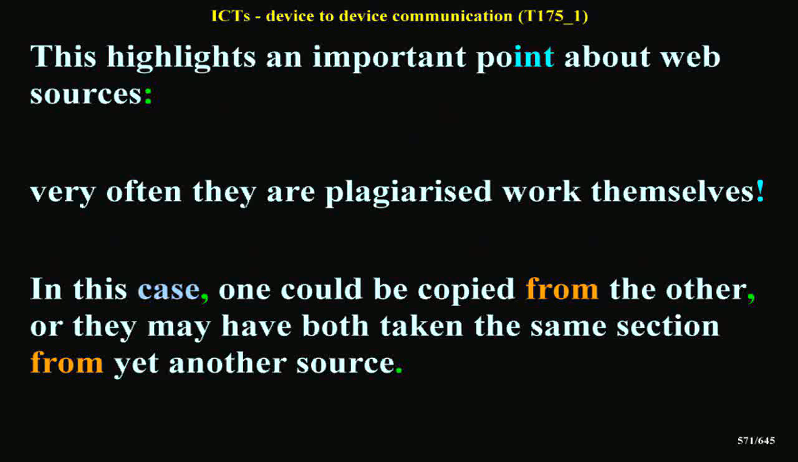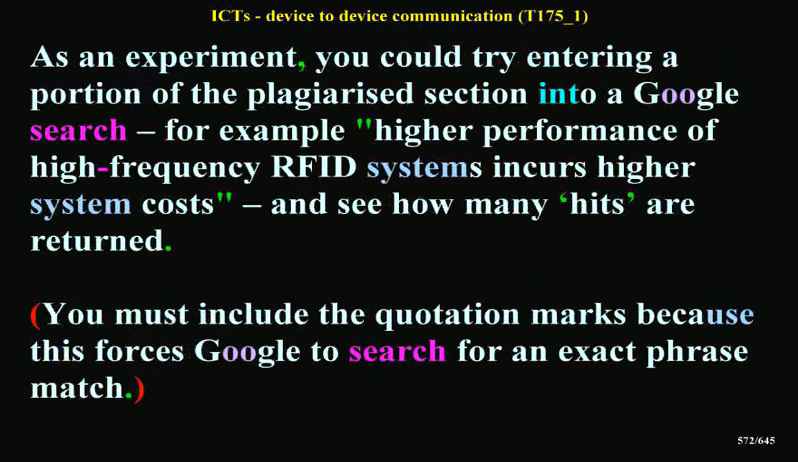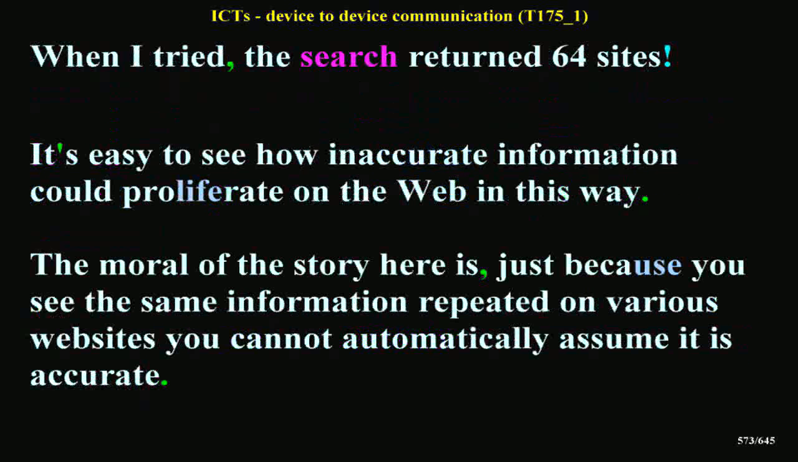In this case, one could be copied from the other, or they may have both taken the same section from yet another source. As an experiment, you could try entering a portion of the plagiarist section into a Google search. For example, "higher performance of high-frequency RFID systems incurs higher system costs," and see how many hits are returned. You must include the quotation marks because this forces Google to search for an exact phrase match. When I tried, the search returned 64 sites. It's easy to see how inaccurate information could proliferate on the web in this way.